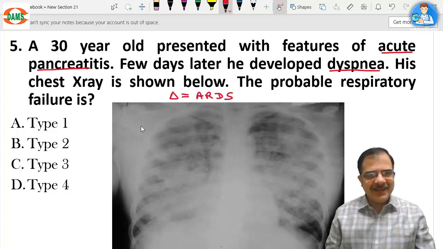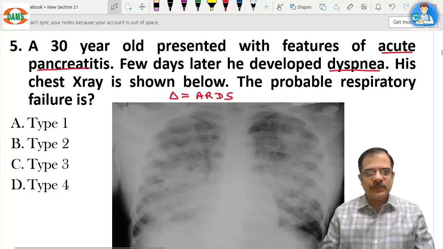The patient has developed ARDS here and they are asking what is the type of respiratory failure, the typical respiratory failure in cases of ARDS. So the answer here is type 1 respiratory failure.